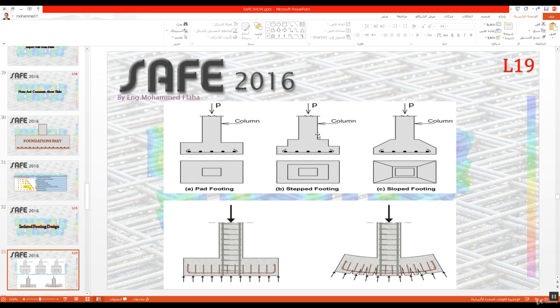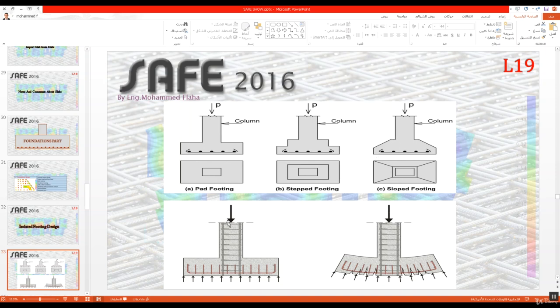Sometimes we make it a stepped footing like this. Why? To save concrete, because I need more thickness here because of punching of the column and foundation, and also because the moment here is bigger. For that I will use this. Sometimes there is a sloped foundation, it comes like this. Why is there also more thickness here than here?